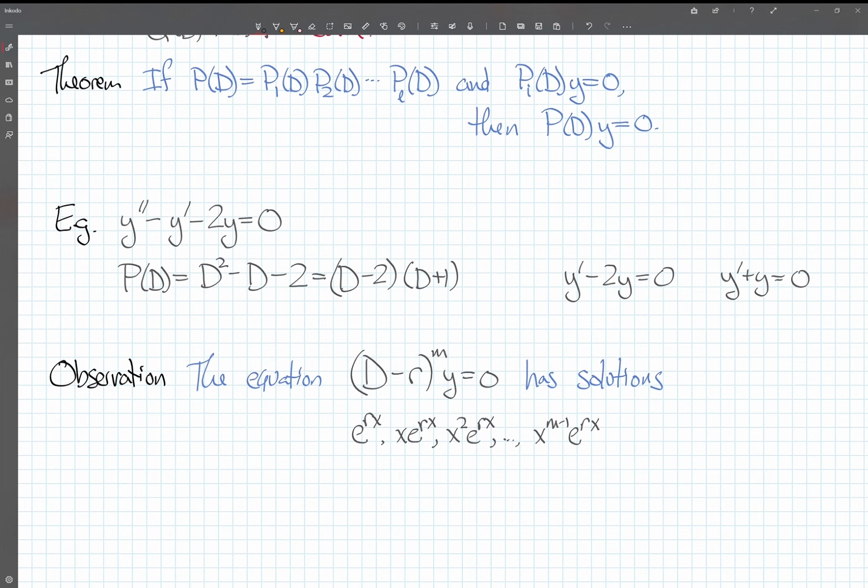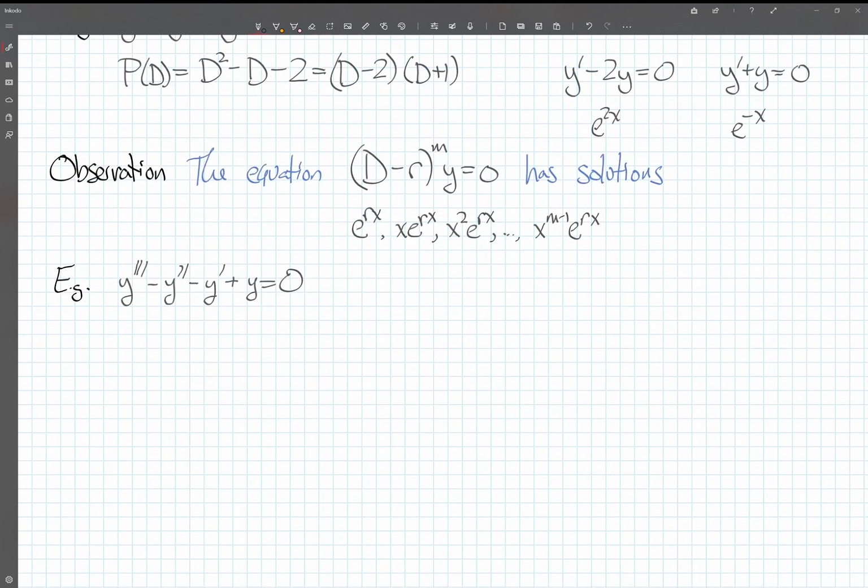Okay, so let's go ahead and apply this theorem, or this observation, to the equation directly above it, and we'll see that the corresponding solutions are going to be e to the 2x and e to the minus x. Okay, there we go. So we have solved, from scratch, our first differential equation. Fantastic. Let's do another one.